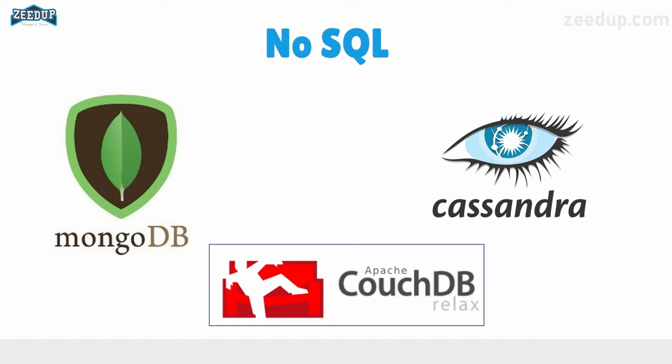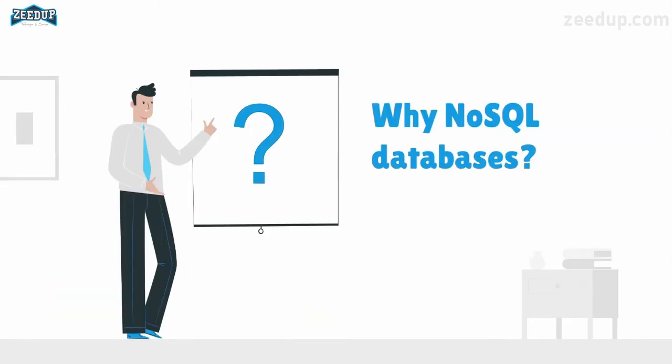Now we have some examples of NoSQL databases, such as MongoDB. MongoDB is a document-oriented NoSQL database, and CouchDB is also a document-based NoSQL database. But Cassandra, which is present in the image, is a column-based NoSQL database. So there are different types of databases within NoSQL as well. Now the question comes, why NoSQL databases? I hope I'm able to explain something about that to you all.